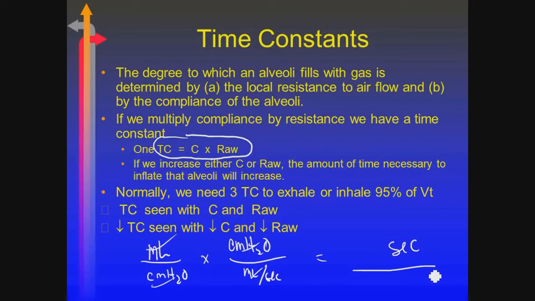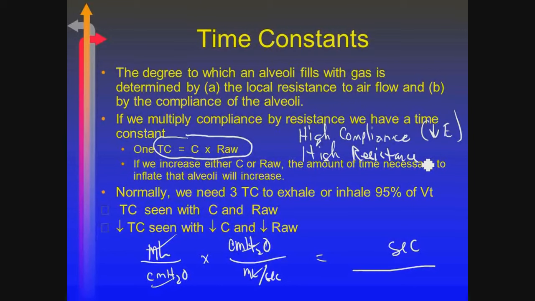I'm not going to ask anything about this right now. But think about a patient that has, let's say, a very high compliance mathematically, because they have a reduced elastance. And they also have some airway resistance that's high. Say an emphysema patient who's got chronic bronchitis along with it. That number is going to be very high. That time constant is going to be very high.